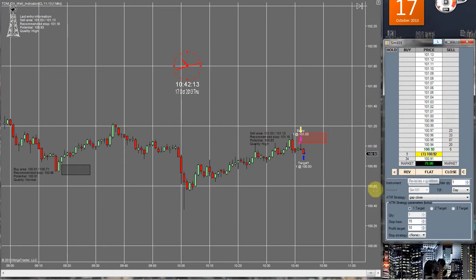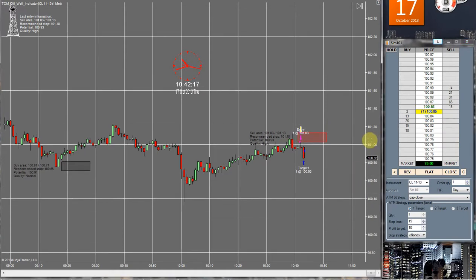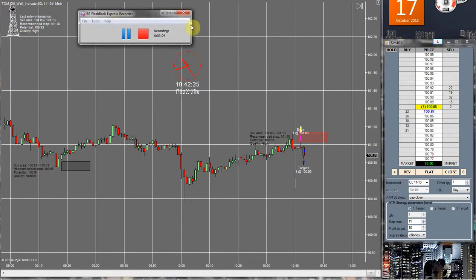Target filled. And there it is. That was our first target hit. This is the first trade I've taken with the oil well indicator, and it was successful. So with that being said, I'm going to press pause, and I'll be back with you guys on the next one. Thank you.